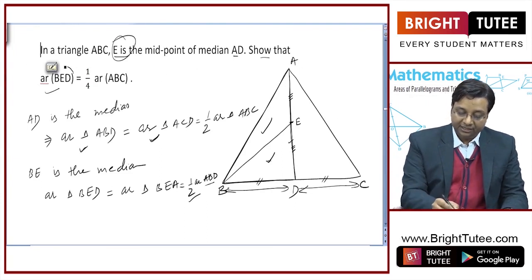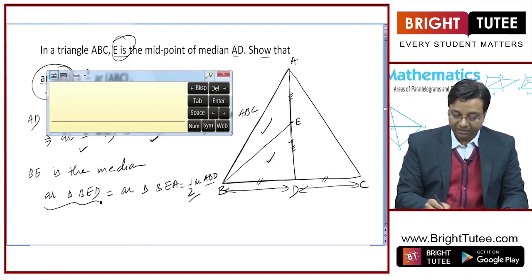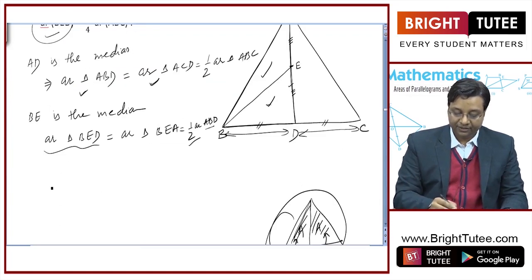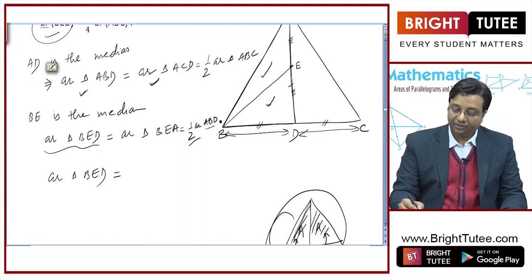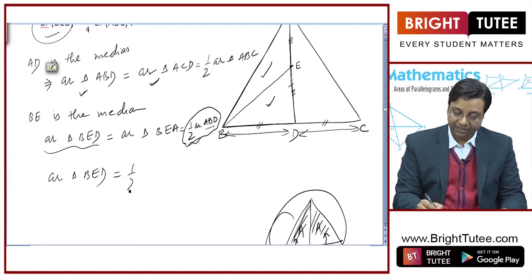Now I just need area of triangle BED, which is this one. Area of triangle BED I need on left hand side. On right hand side, this is half of area of triangle ABD. So let us write it here, half of area of triangle ABD.